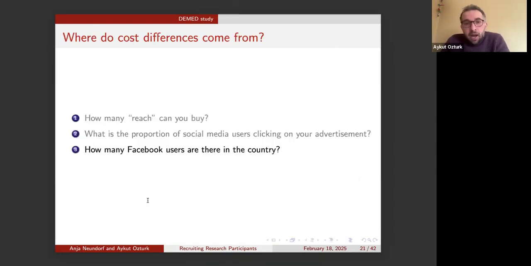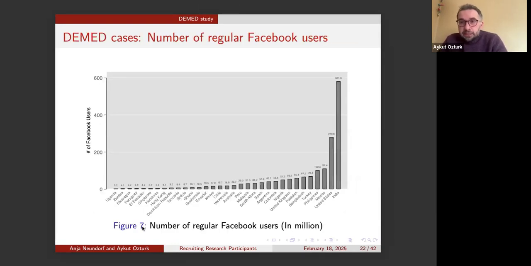And finally, how many Facebook users are there in the country? That is the third question, right? The more Facebook users there are, the better. And of course, there's a huge variation in that regard in our sample as well. We have so many Facebook users in India, which means that it's such a more diverse and larger pool compared to African countries in which number of regular Facebook users were much smaller. And Singapore as well, again, just 5 million regular Facebook users.